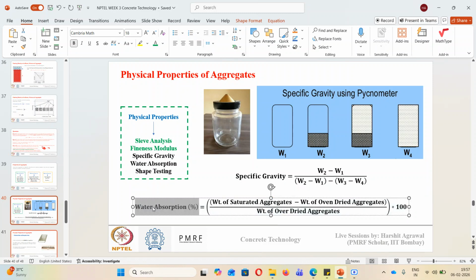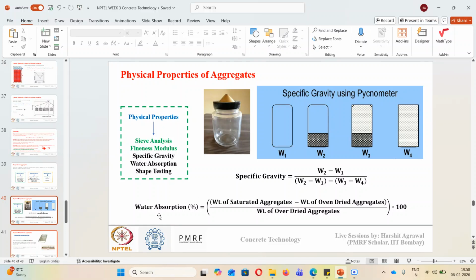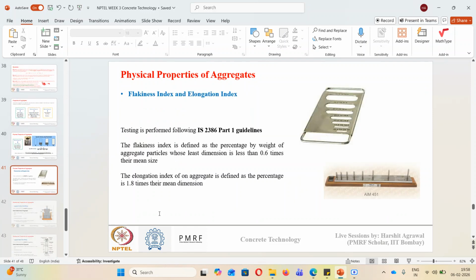And this is very important from design point of view. A 0.4 W by C ratio may become 0.36 if we don't take water absorption correction during design, which can hamper my strength and durability performance. So later when we talk about mixture design of concrete, we'll see that at the end of mixture design we do the water correction. We add some water for fine aggregate and coarse aggregate absorption. That correction we do.